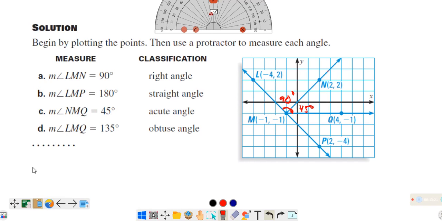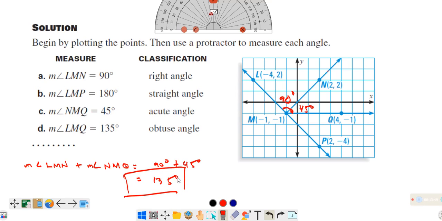But you can also use the angle postulate. We have angle LMN plus angle, yan, may measurement dito sa unahan. Measurement of angle NMQ, which is 90 degrees plus 45 degrees, which is 135 degrees. Okay? And then let's classify each angle.